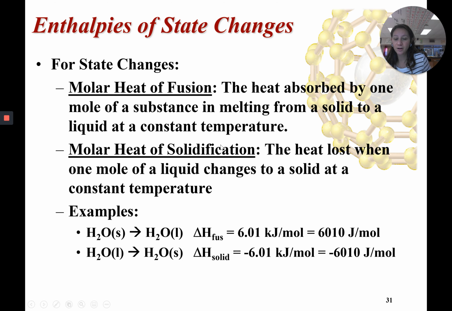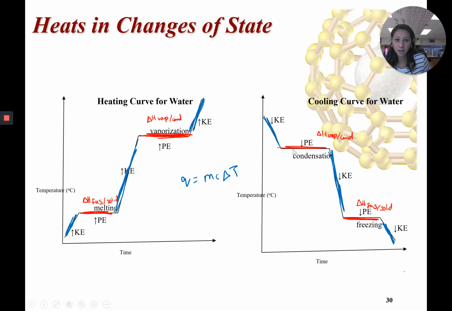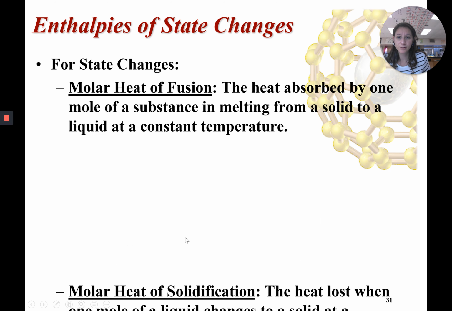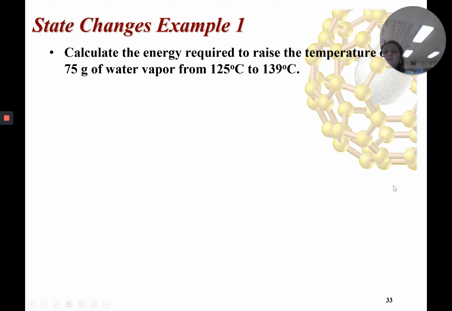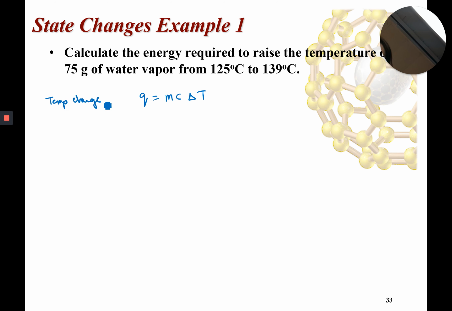So looking back at our heating curve here, we are right there. This is where we're starting, and this is where we're ending. So it's just one step. And in that step, we're going to use Q equals MC delta T. So let's do that. Q is equal to MC delta T because this is a temperature change, not a phase change.